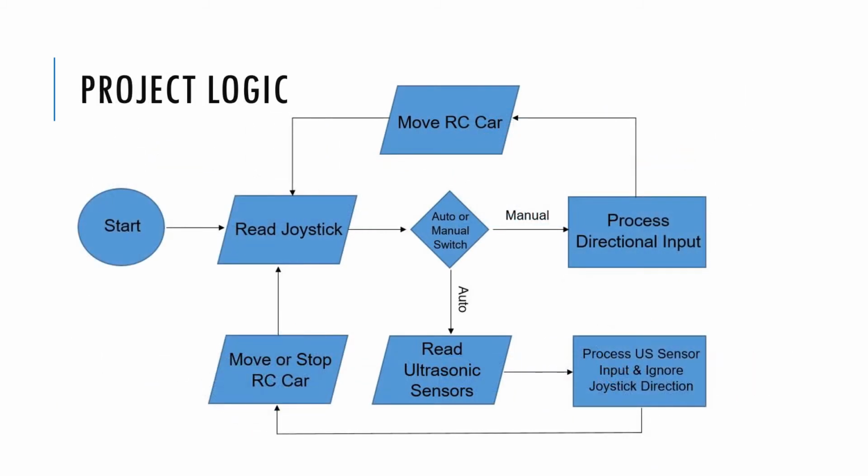The project logic of the actual software begins by reading the joystick, and it determines whether there's an auto or manual switch on. Then it processes the directional input, which moves the RC car and reads the joystick again. If it's switched to auto, it begins to read the ultrasonic sensors and then ignores the joystick, processes what the sensor tells it, and moves or stops the car based on that, and then reads the joystick again. It just starts all over.